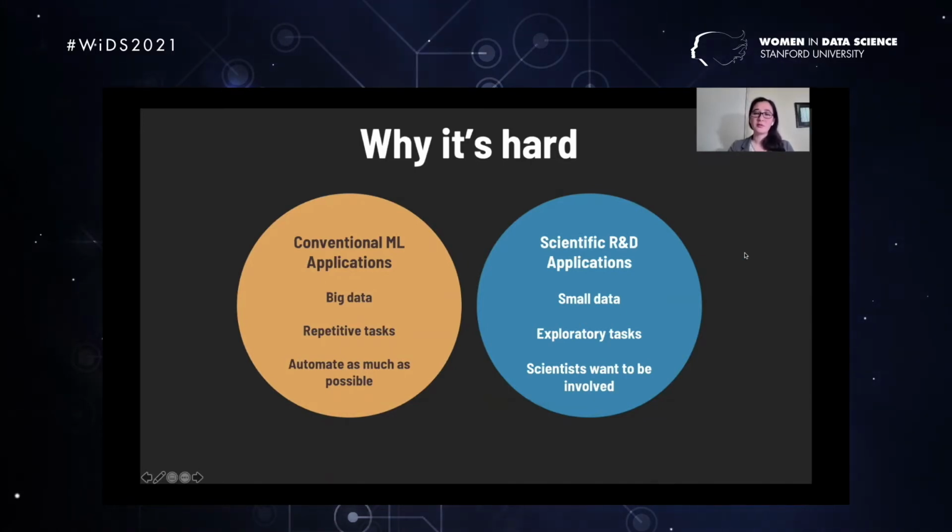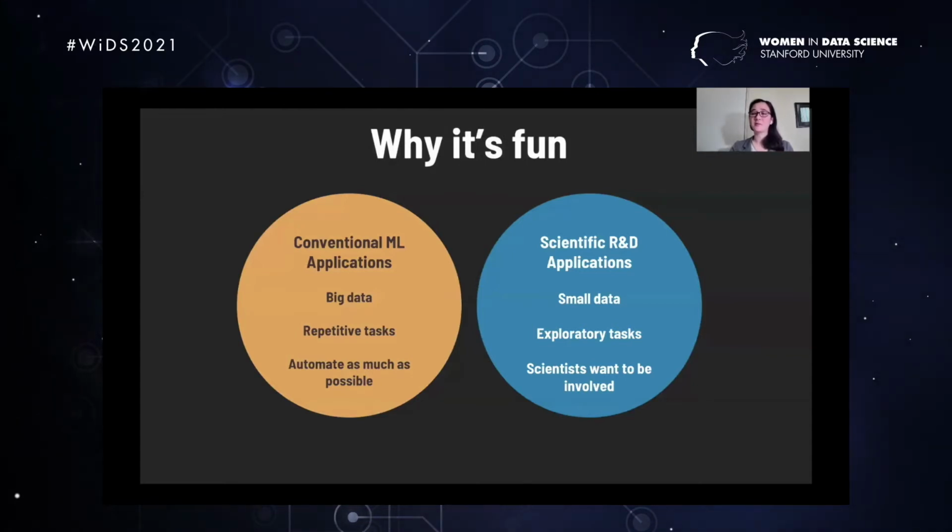And then the third key challenge I want to talk about is the fact that in conventional machine learning applications, you're often trying to automate as much as possible. So if Amazon recommends me a book, it's not because some literature expert is on the other side thinking about what Julia might want to read next. It's all automated. But scientists like to be involved in the process. They're curious people. They want to be engaged. And so that requires a very different workflow when you want to have people in the loop with it. So those are all the reasons why it's hard.